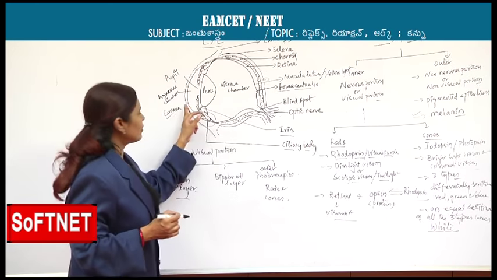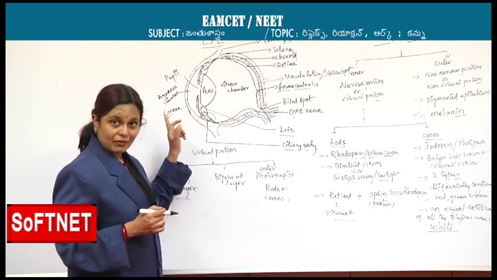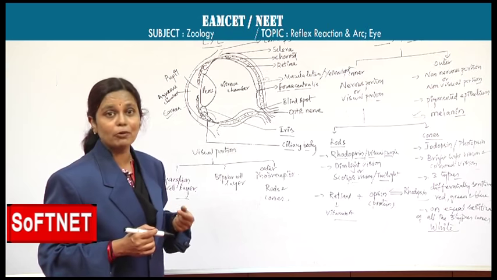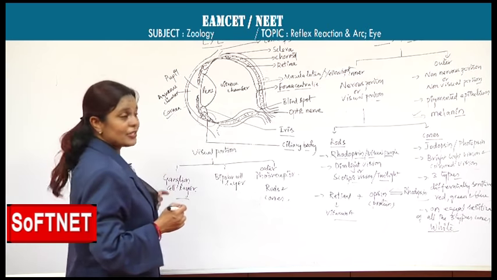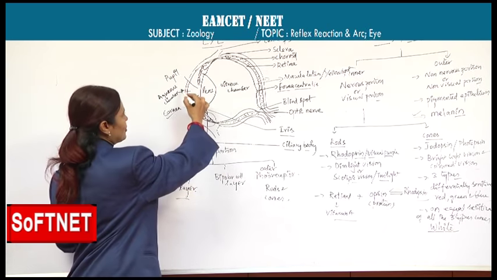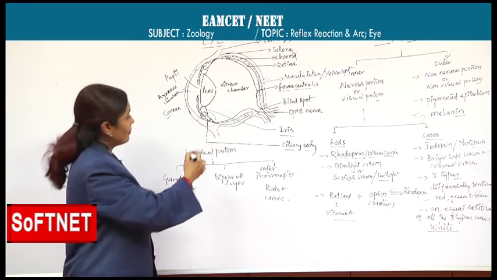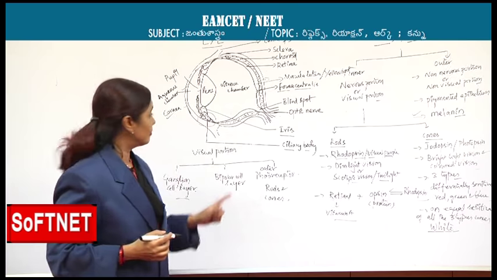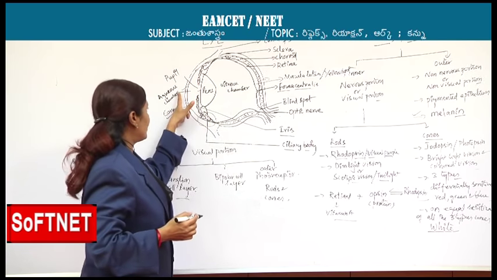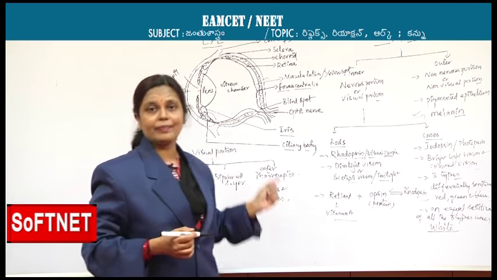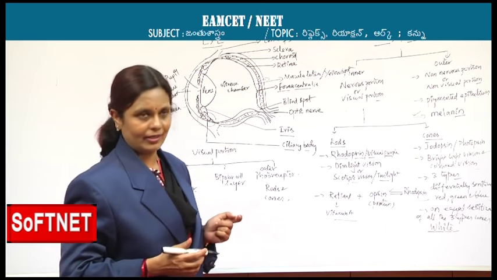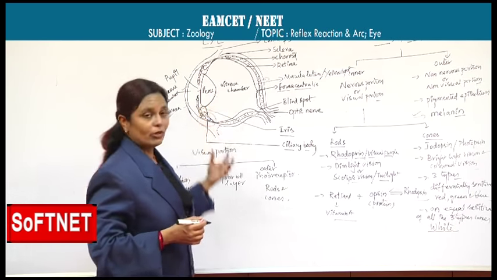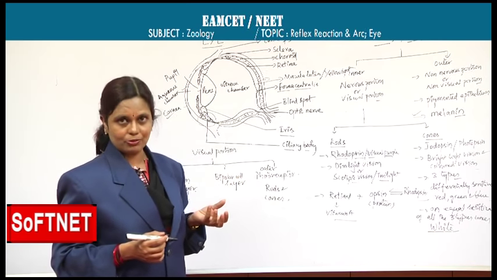Next, about aqueous humor. This aqueous humor is actually secreted by the ciliary process, the process of the ciliary body, and is useful to nourish the cornea and the lens. Then about vitreous humor, it is generally made of jelly-like connective tissue.